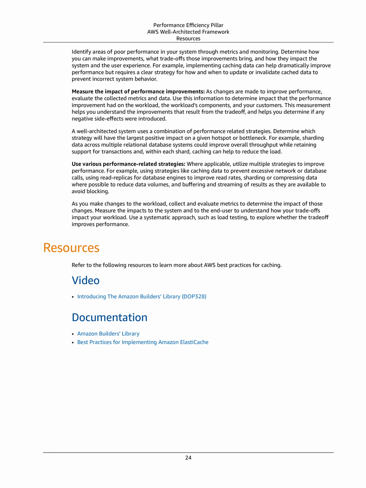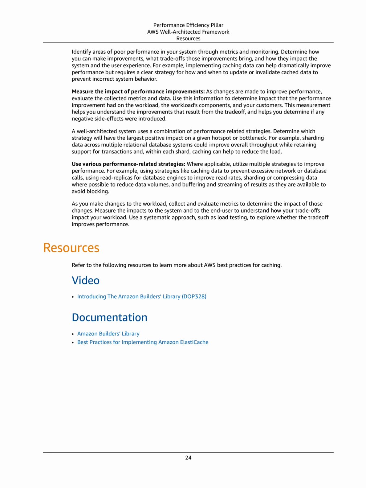Determine which strategy will have the largest positive impact on a given hotspot or bottleneck. For example, sharding data across multiple relational database systems could improve overall throughput while retaining support for transactions and, within each shard, caching can help to reduce the load.